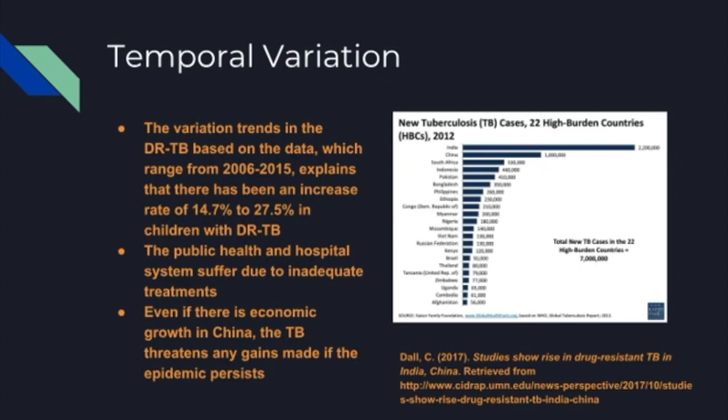The public health and hospital system suffers due to inadequate treatments. Another would be even if there is economic growth in China, the tuberculosis threatens any gains made if the epidemic persists. As you can see on the graph on the right, China is the second highest in new tuberculosis cases.